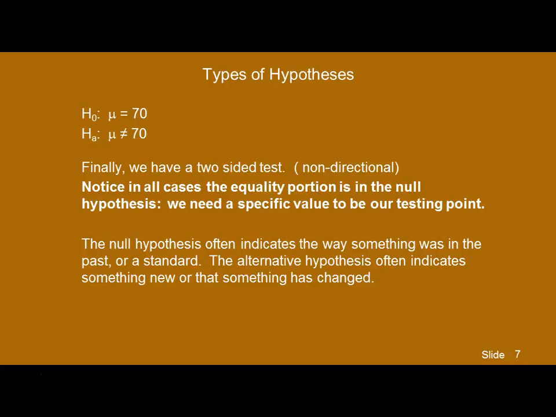Finally, we can have a two-sided test. Is the mean 70 or is it not 70? Two-sided tests are also sometimes called, as I said, non-directional. No specific direction implied in the alternative hypothesis. The alternative mu is not 70 includes both the possibility that the mean exceeds 70 or that it's less than 70. Again, I want to stress, in all cases, the equality portion is in the null hypothesis.